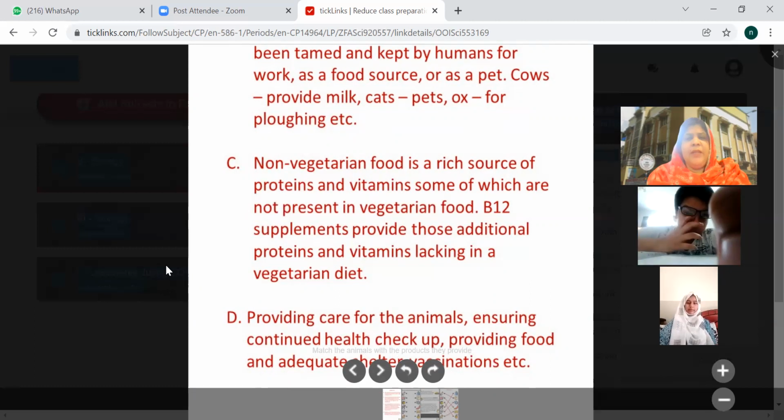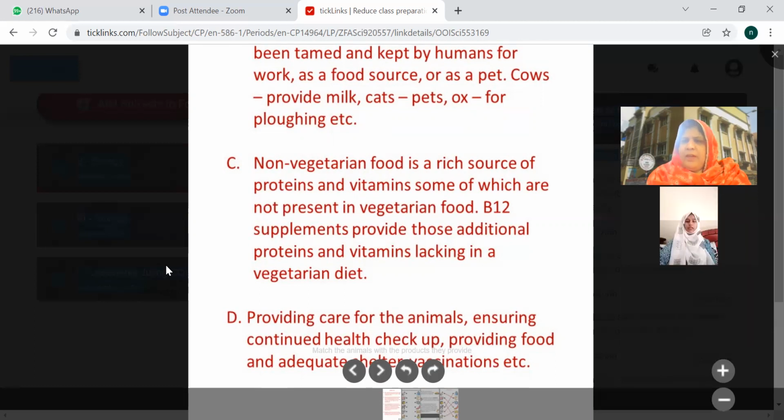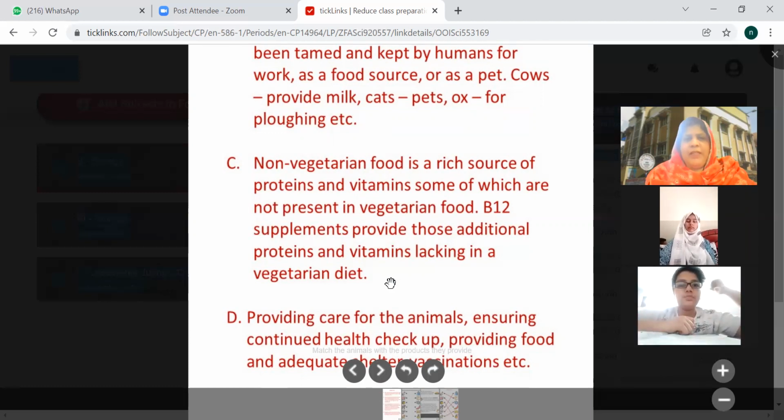So can you tell me, where do you find vitamin B12, in vegetarian food or non-vegetarian food? Non-vegetarian. Rida, do you agree with what Ali says? Yes, ma'am. So it's found in non-vegetarian food.